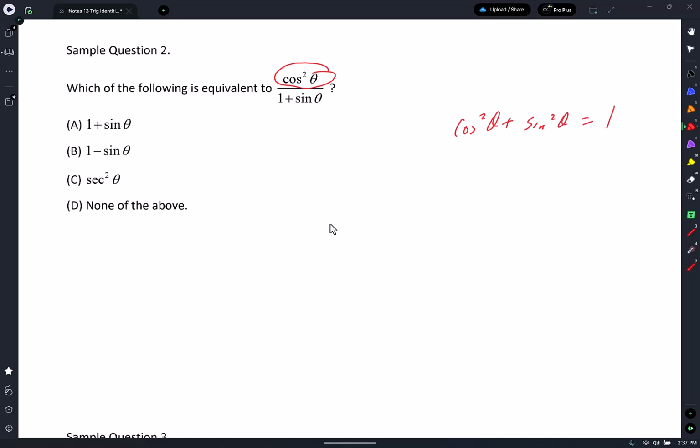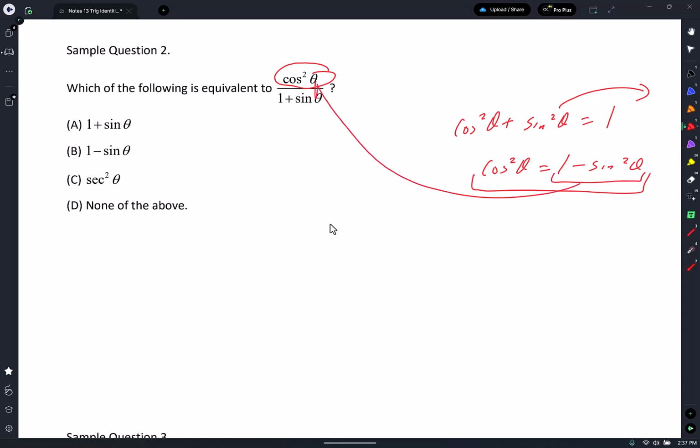We know that, right? All right. Move the sine squared to the right. Cosine squared theta is equal to 1 minus sine squared theta. And I'm going to substitute that. So I'm going to type this 1 minus sine squared in for that cosine squared. So I'm going to go 1 minus sine squared theta over 1 plus sine theta. Don't cancel anything. Nothing cancels.